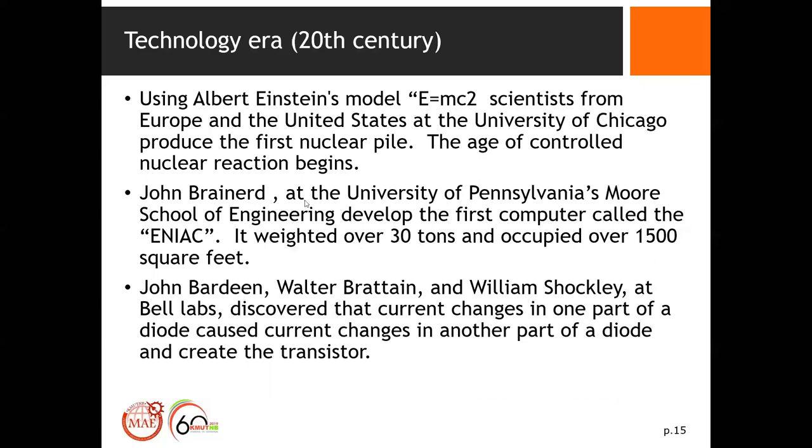And after that, we come to the 20th century. The great scientist in this century is Albert Einstein. Again, the trend of using energy has changed. It changed from mechanical to electrical. And when we come into the second half of the 20th century, we start using nuclear energy.